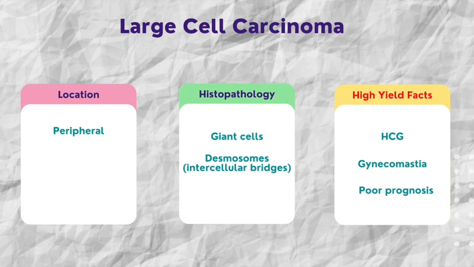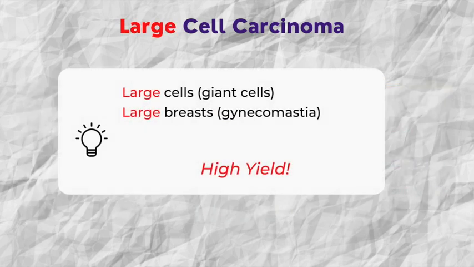If a patient has large cell carcinoma, this is a poor prognosis. So when you think of large cell carcinoma, just zoom in and really focus on the large cells or giant cells, large breasts, gynecomastia, large HCG levels. Just think large. Now let's move on to adenocarcinoma.